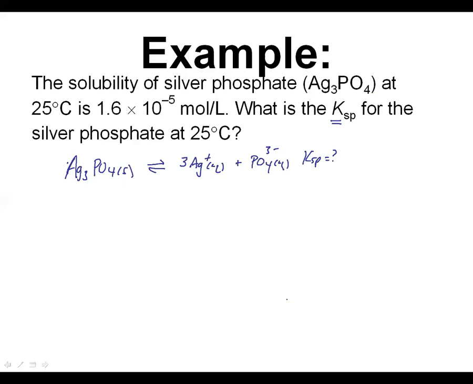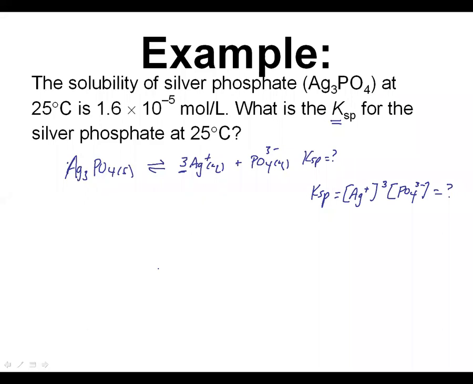Once we have it broken up and we're actually looking for the KSP value, we could also write our KSP expression for this, which would be our KSP would equal our products, which would be the silver ion. And again, we would have to cube it, which is why it's important to make sure you break it apart correctly, times the phosphate here. And again, that would equal the KSP value, which is what we're looking for. All right, so I'm going to show you how we can do this table here.